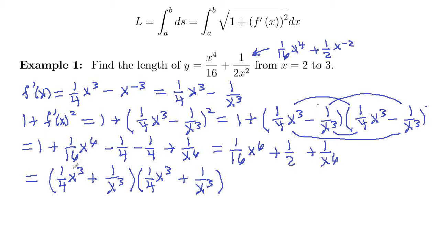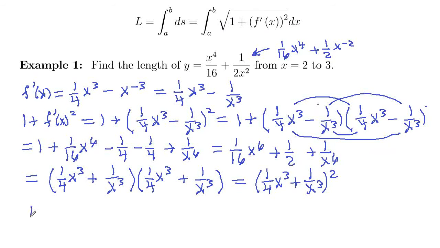And then we can double check here. So our first terms, 1/16 x to the 6th. Outer terms would be 1/4. Inner terms, another 1/4. X cubes cancel, right? So 1/4 plus 1/4, 1/2. Last terms, 1 over x to the 6th, right here. So that works. So this is just 1/4 x cubed plus 1 over x cubed, and that is multiplied by itself twice. So that's the inside of the integral right there.